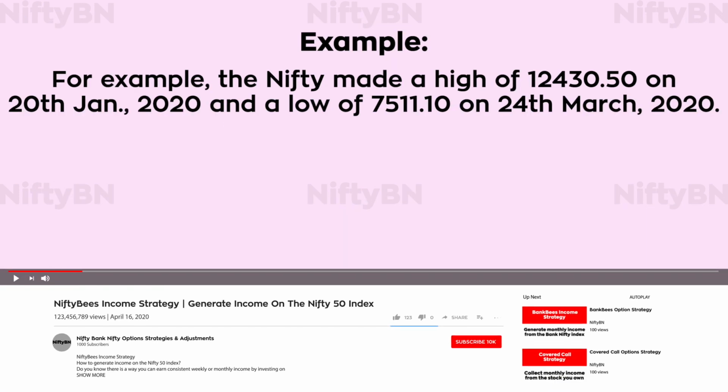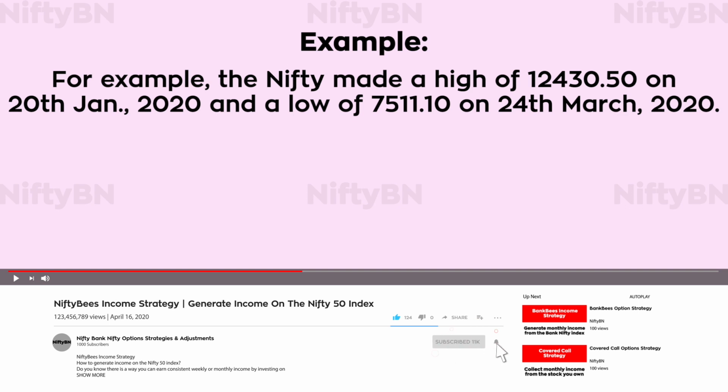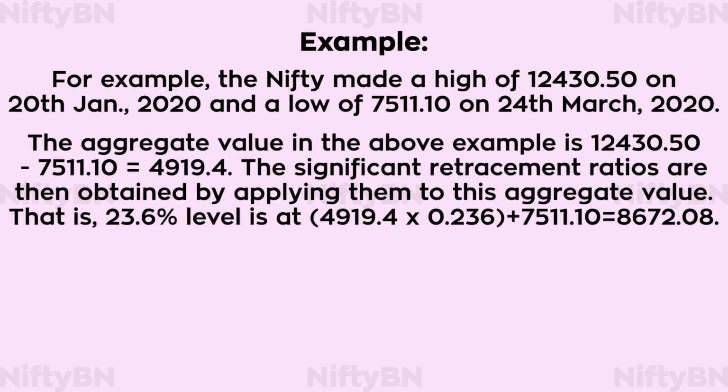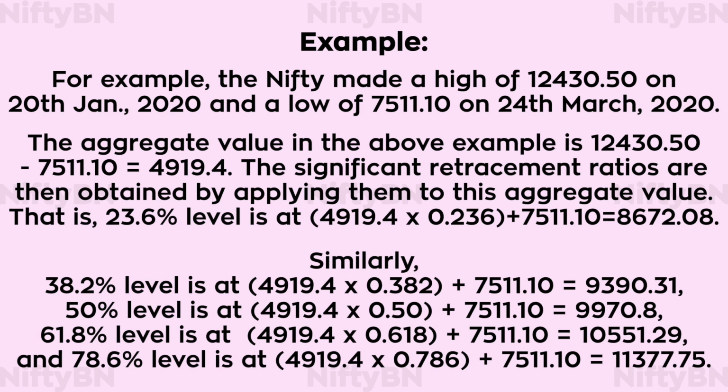For example, the Nifty made a high of 12430.5 on 20th Jan 2020 and a low of 7511.10 on 24th March 2020. The aggregate value in the above example is the difference between the high and the low, which comes to about 4919.4. The significant retracement ratios are then obtained by applying them to this aggregate value, that is, the 23.6% level is at 4919.4 into 0.236 plus 7511.10, which comes to about 8672.08.